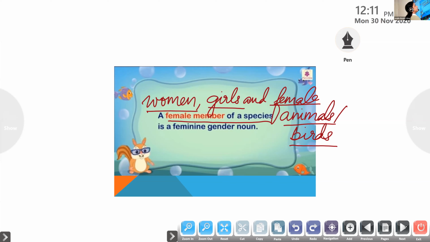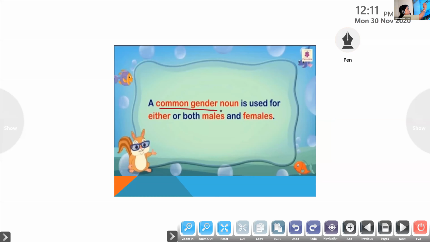So we have done the second one. We'll move on to the third one now. This is the common gender. Common gender is a word used for both male or female. The noun that stands for both male and female is called common gender. Clear? For example, student. It can be male or female, so it stands for both male and female. So we call them common gender.